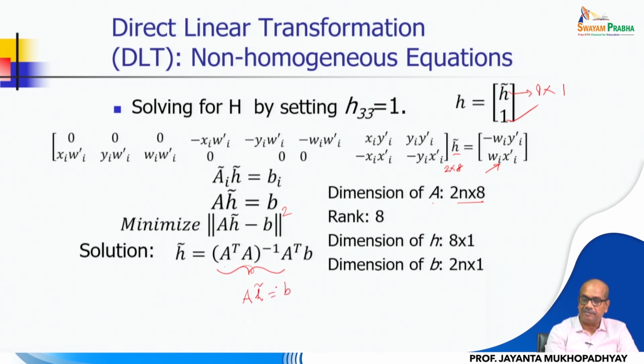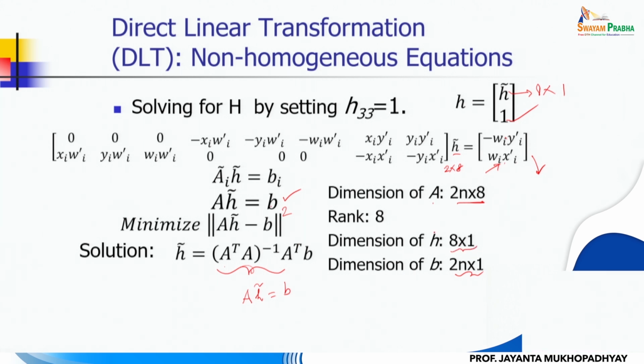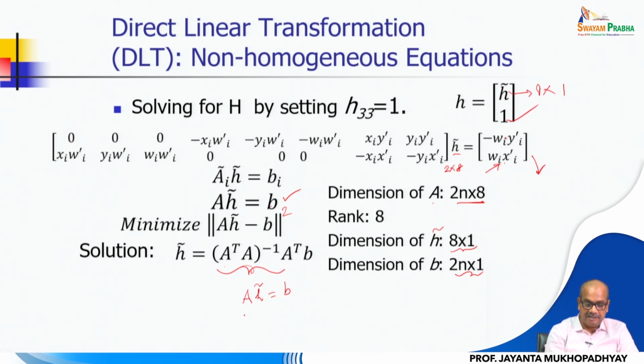Suppose I set this equation. This is the equation at this stage. You know that A is of size 2n cross 8, B is again a stack of these values, which is also 2n cross 1, and H tilde is 8 cross 1. So A H tilde equals B, and then you multiply both sides by A transpose. Now you take the inverse here. So H tilde is (A transpose A) inverse A transpose B. That is the solution.